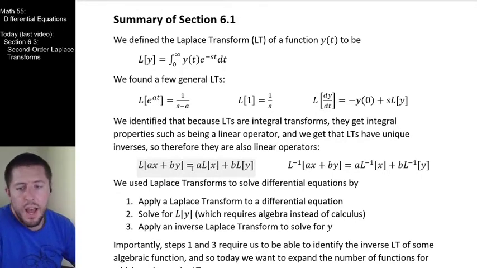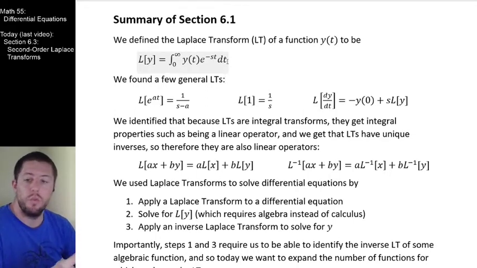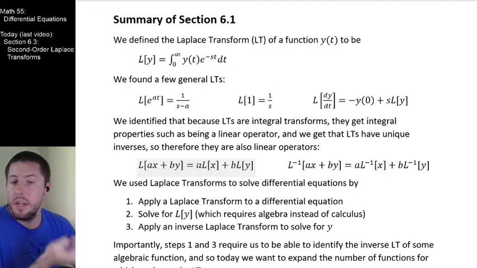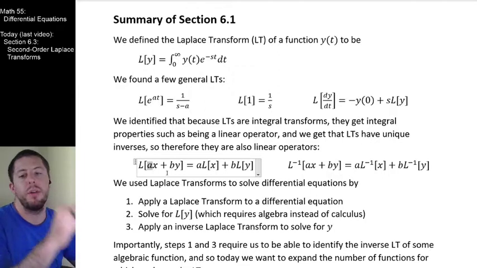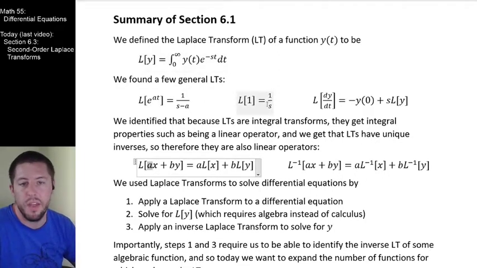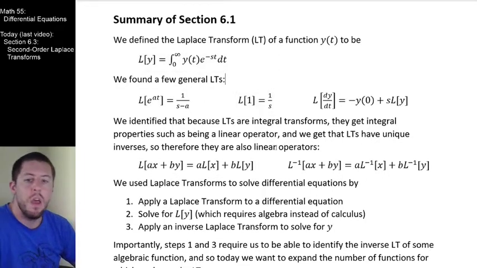We very rarely directly use this integral when performing a Laplace transform, but it really matters to recognize that that's what's happening underneath the hood, because that's what should make you feel comfortable with things like pulling the a from the inside of the Laplace transform to the outside, just like you would with any constant multiple with an integral. We then used Laplace transforms to solve differential equations.